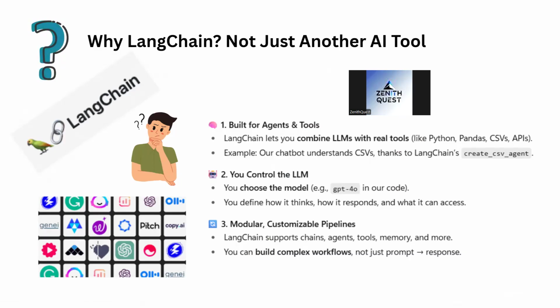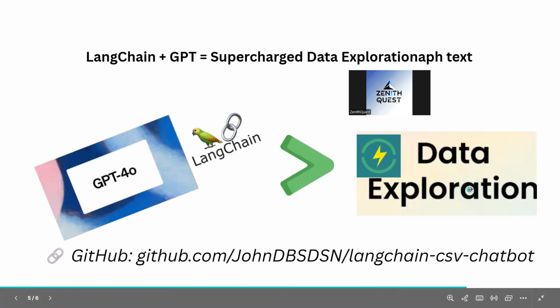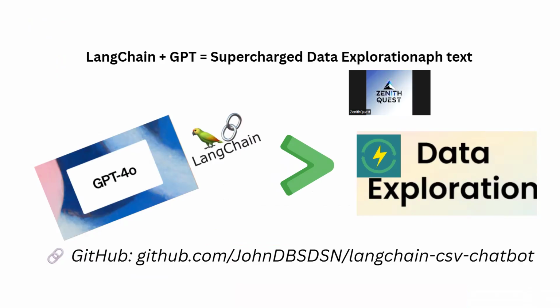Compare that with most no-code AI tools. They are quick but limited. LangChain gives you the power to build real production-grade applications. So if you look over here, there's LangChain plus GPT. That gives supercharged data exploration, because now LangChain helps you turn powerful LLMs like GPT-4 into agents that can talk to files, APIs, and even Python.